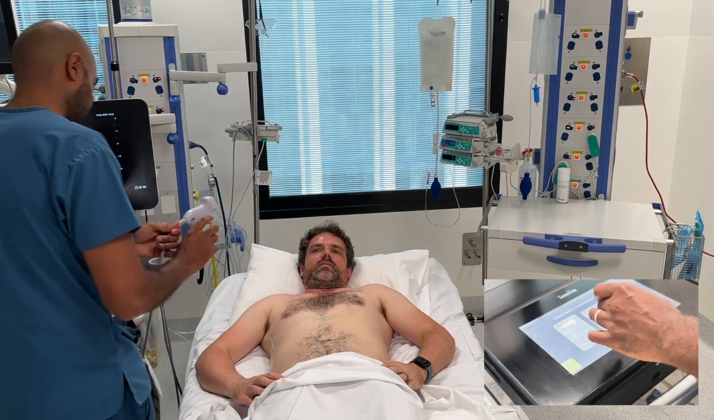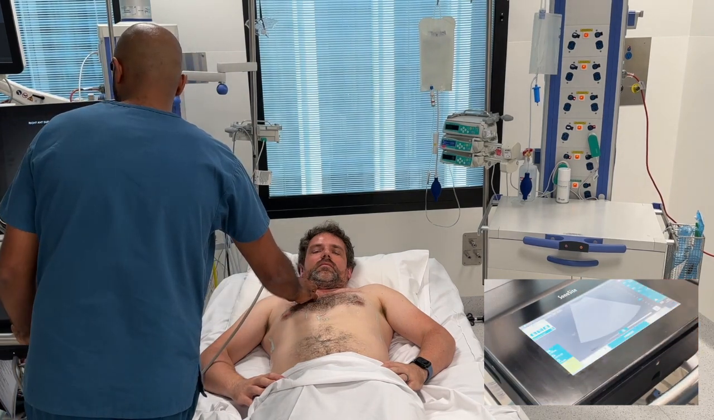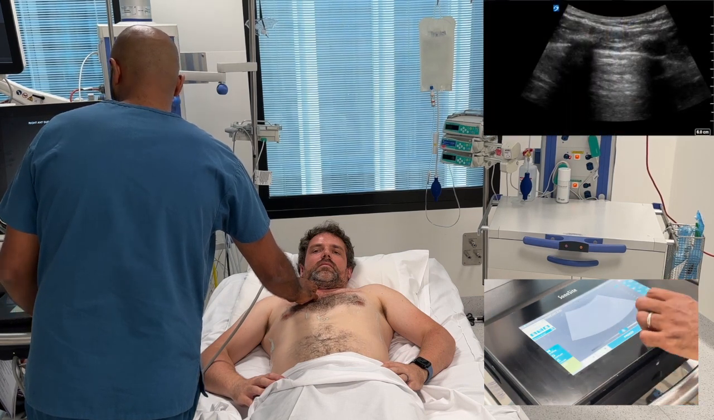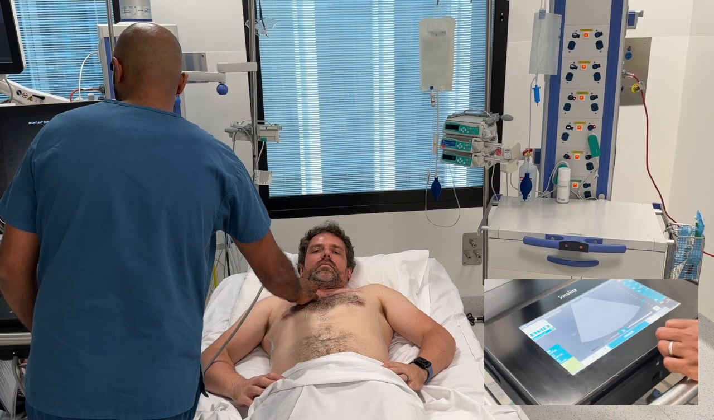Lung ultrasound is a zonal ultrasound going through all of the lung fields. We begin with the right anterior superior section with the probe marker pointing towards the patient's head. We use the curvilinear probe in the lung setting.